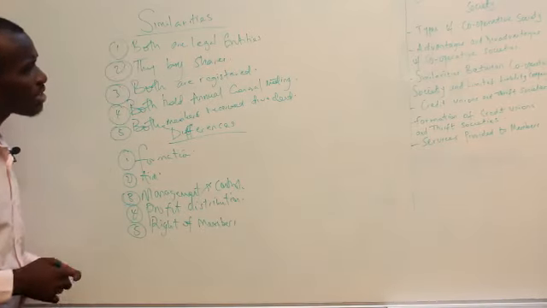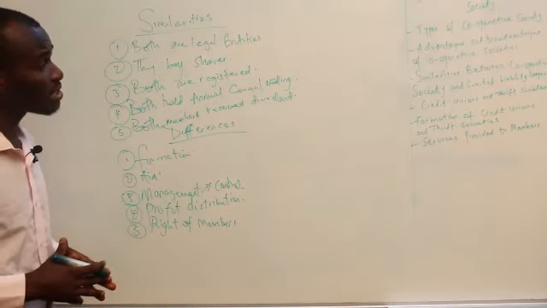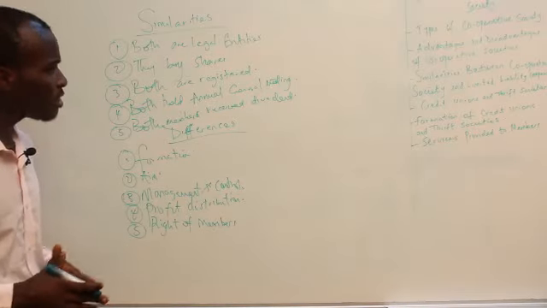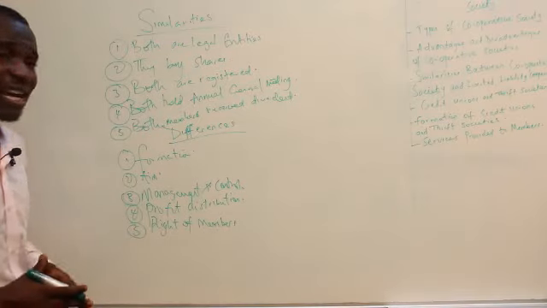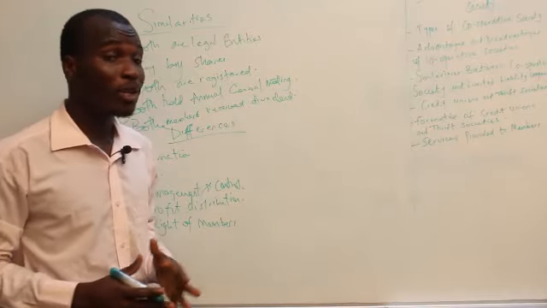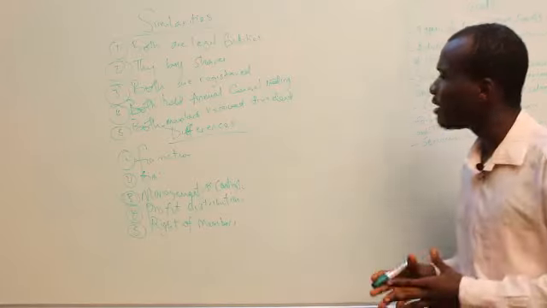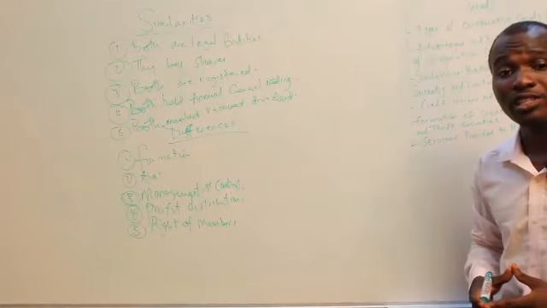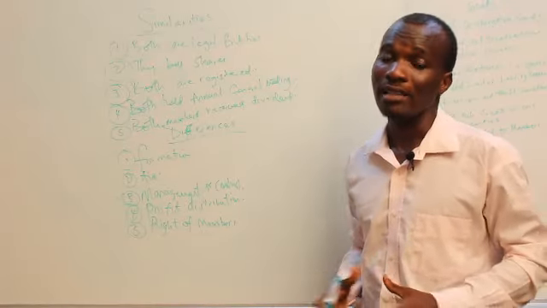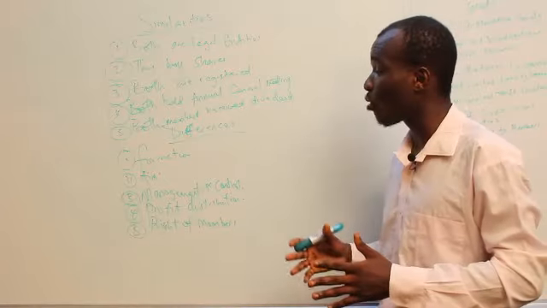So let's start with the cooperative society. How is the cooperative society formed, or under what law is the organization formed? The cooperative society is usually formed under the cooperative laws, while the limited liability company is formed under the Companies Act.